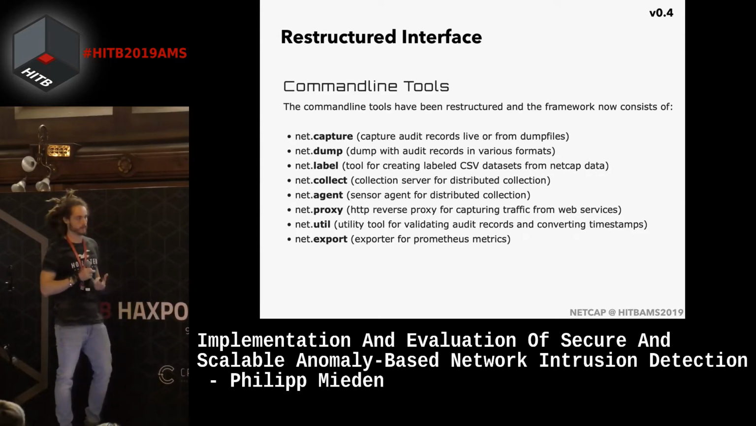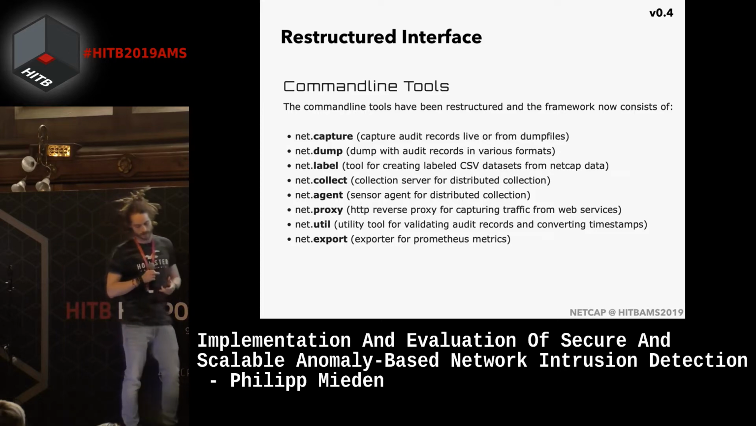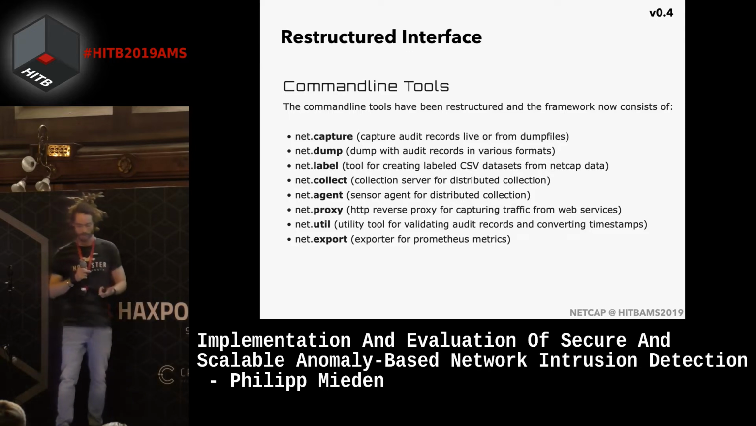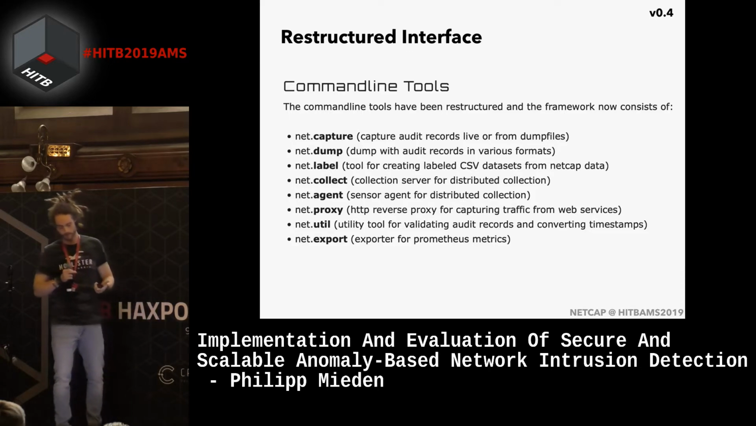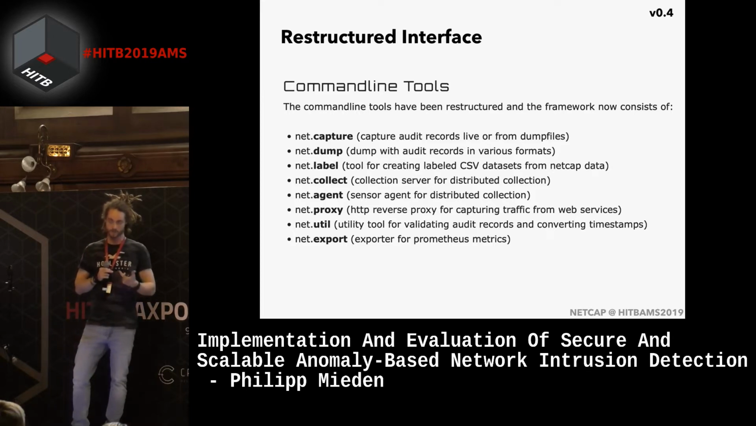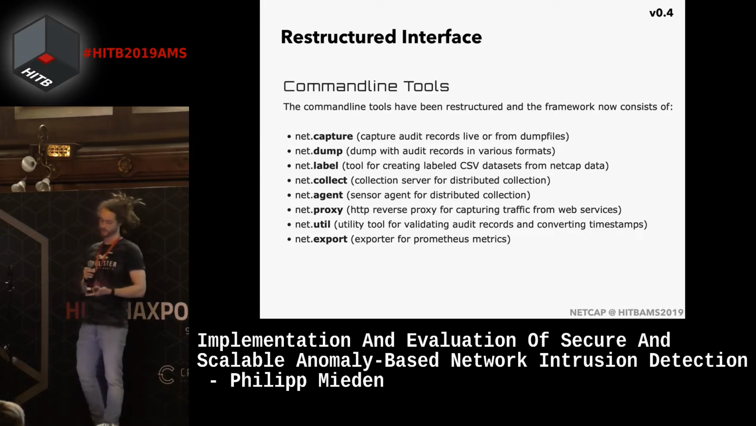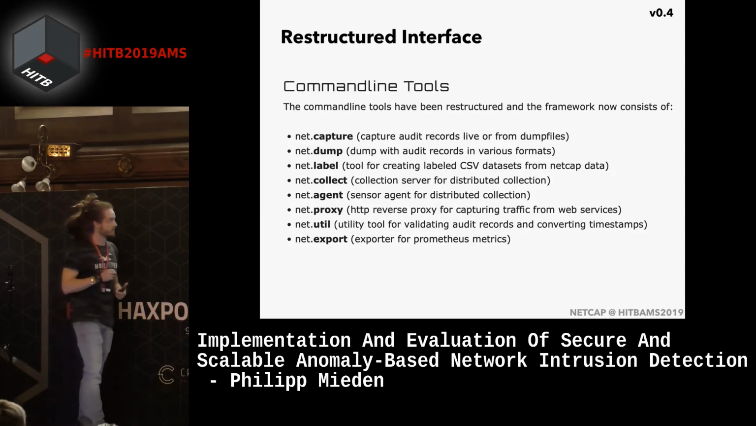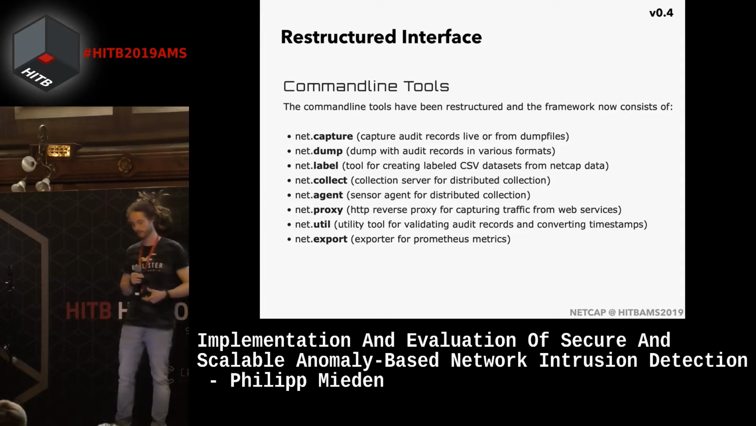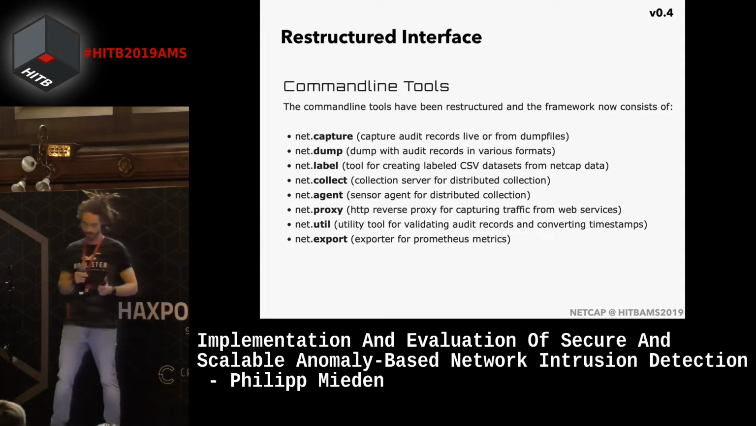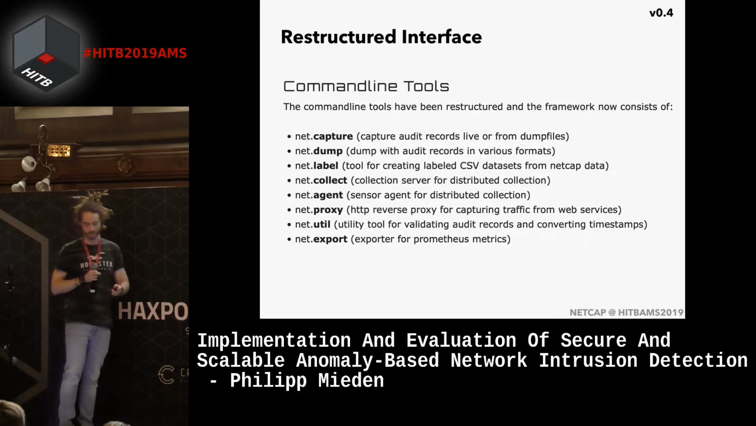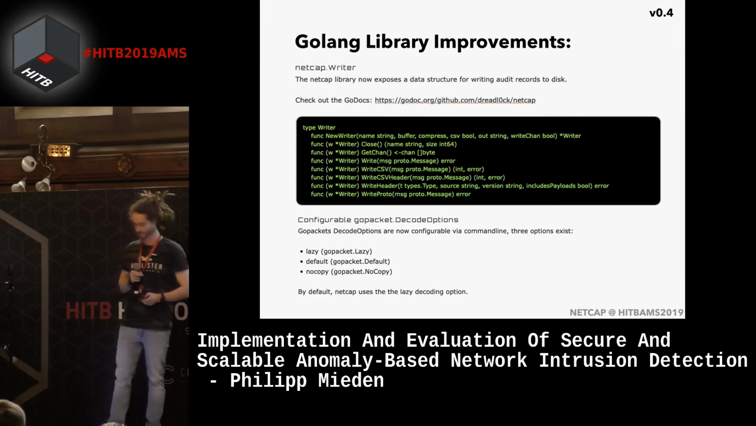I restructured the command line interface. So there are now 8 standalone command line tools. One for capturing, one for working with audit record dump files and exporting them to CSV, for example. So that's the dump tool. Then there's a tool for doing the labeling I've just talked about. There's a tool for starting the collection server. There's a tool for the sensor agent that is exporting data. Then there's a new tool. It's called net.proxy. It's basically a simple HTTP reverse proxy, and I'll go into a bit more detail in a second. There's a general util, and there's a tool for exporting Prometheus metrics, which is also new.